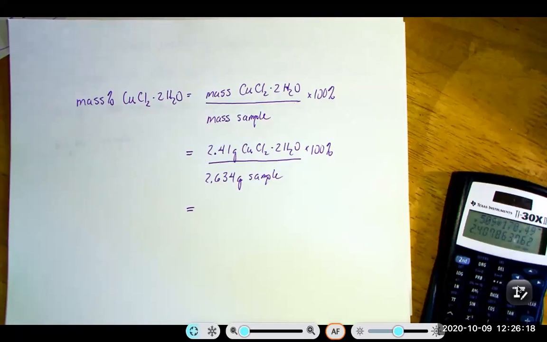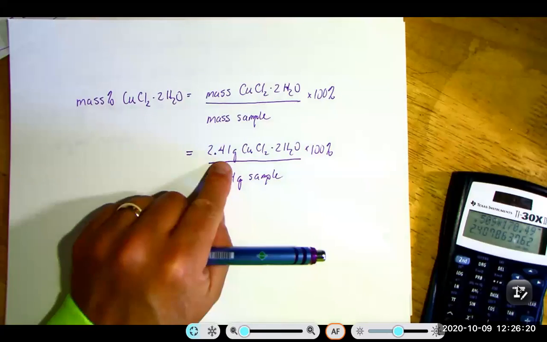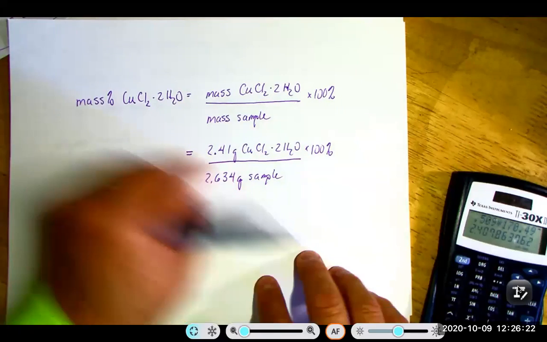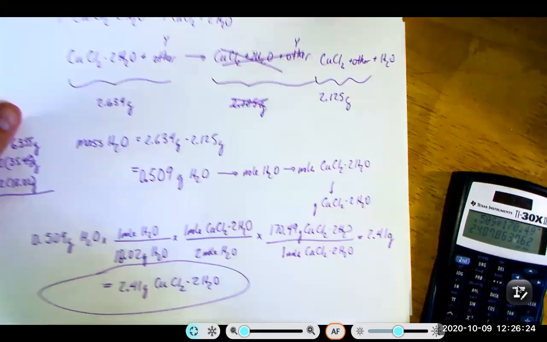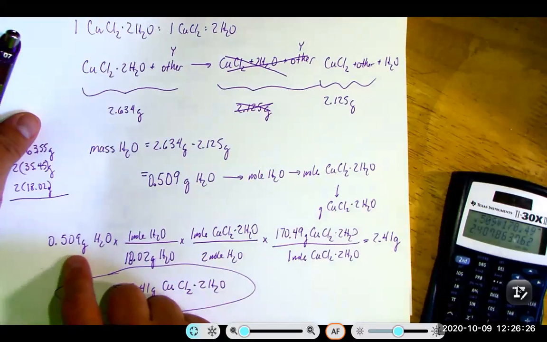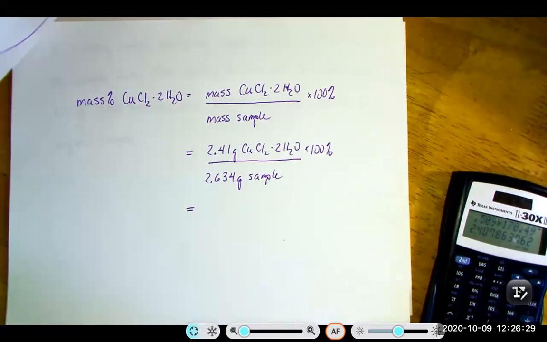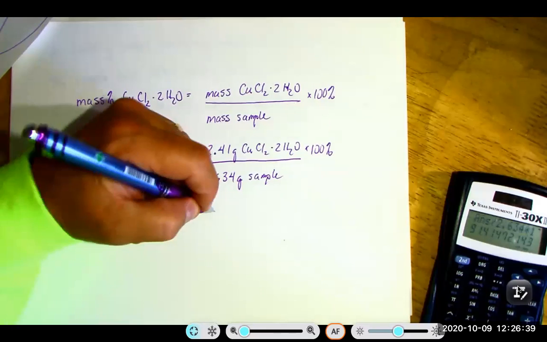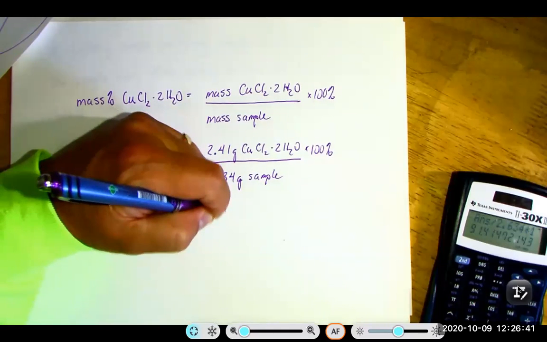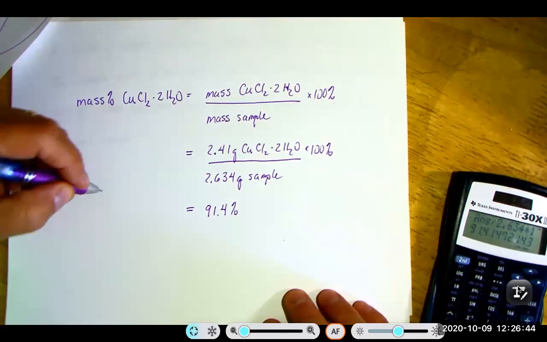Now, why does this only have 3 sig figs? And the answer is because when we calculated it, the 0.509 grams only had 3 significant figures. Okay, so divided by 2.634, then times 100, and we get 91.4%. So there's your answer.